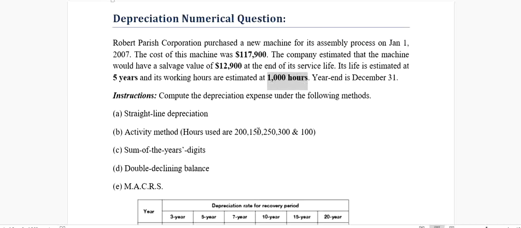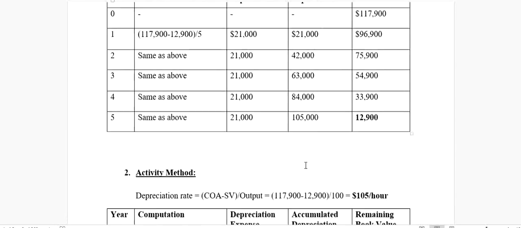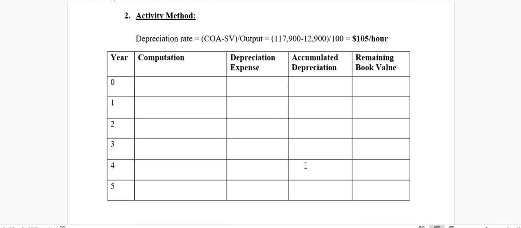So let's go through the activity method, and along with this there are some hours also given on a yearly basis. Like for year 1 the machine has worked 200 hours, for year 2 the machine has worked for 500 hours. So as you can see, the estimated life of the machine is 1000 hours. So this 1000 is distributed on a yearly basis. If you are using the machine more frequently, then the machine will get depreciated quickly as well. But if you are using the machine slowly, then the depreciation will also be slow. So it's exactly dependent on how much you are using that machine.